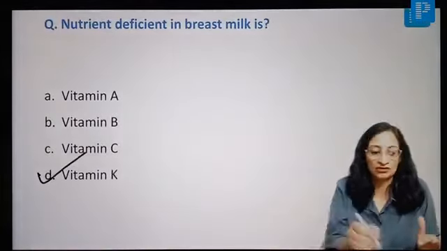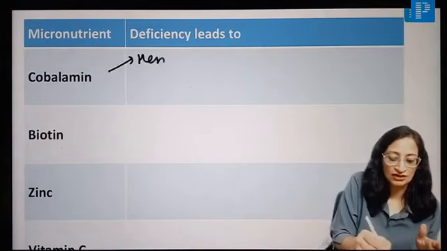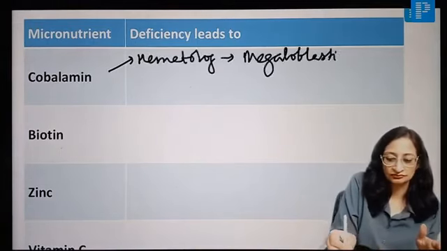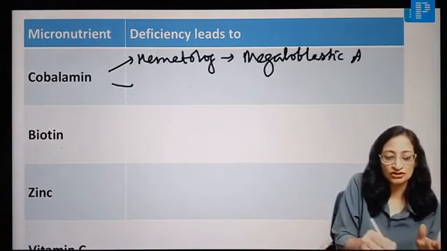In children, it is a very important cause of refractory neonatal or infantile seizures, which are not getting controlled by any antiepileptic. So refractory neonatal or infantile seizures, right? Cobalamin, again, 2 things it can cause. It can cause hematological manifestations, that is megaloblastic anemia, and neurological manifestation, that is what? Subacute combined degeneration of spinal cord. Okay, degeneration of spinal cord.